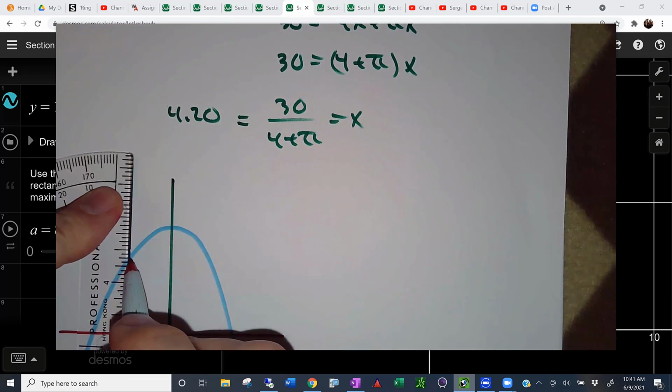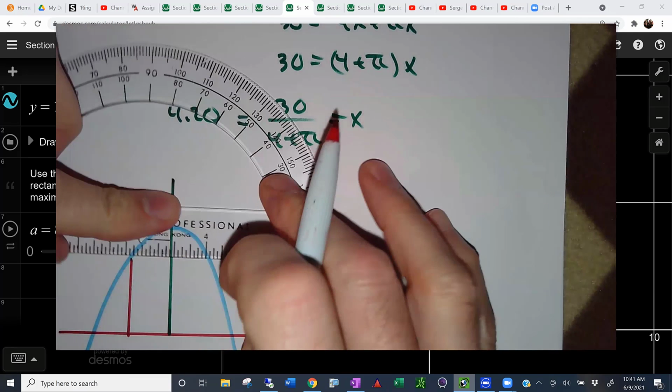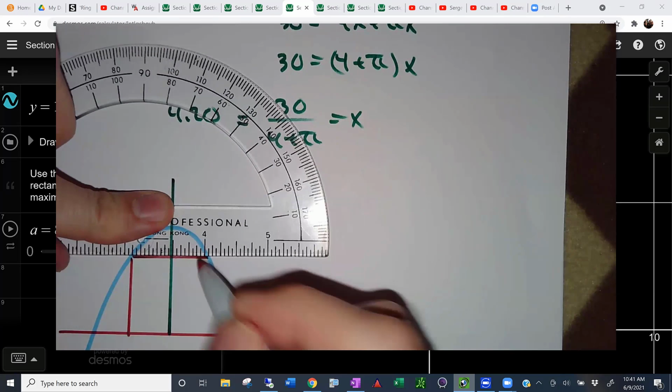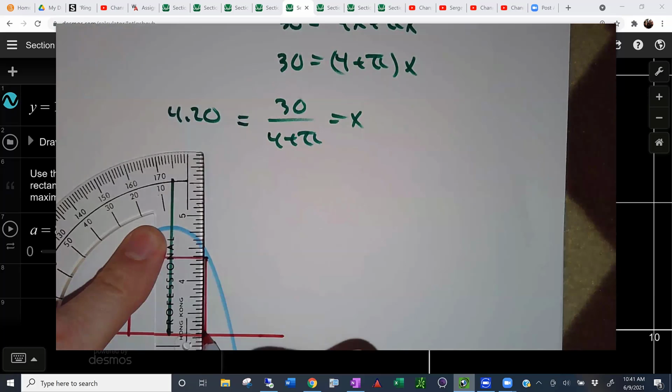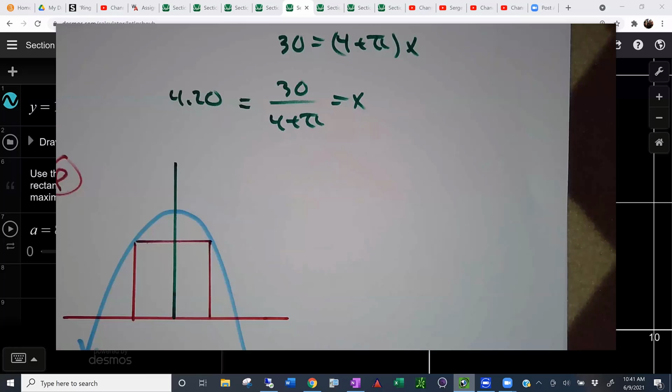So up here, and over here, and then finally down here. Picture, yay!